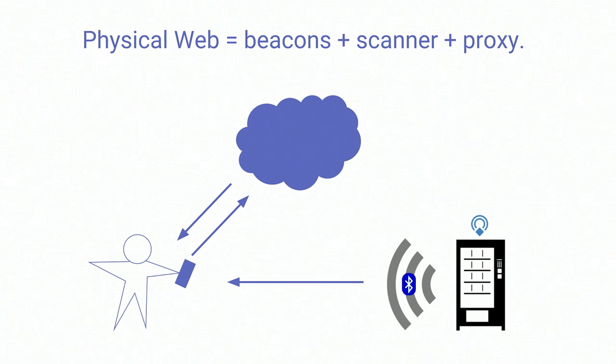So at its core, the physical web is made up of three things. First, Bluetooth low energy beacons. Second, a scanning service that actually sits on your device that can scan for and decode these URLs. And third, a proxy service. So let's unpack each of these.